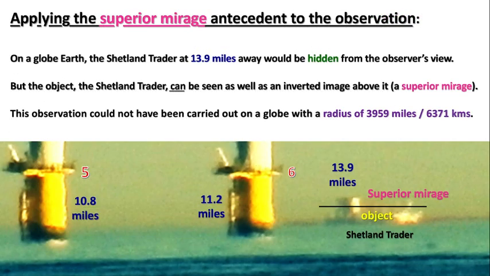Applying the superior mirage antecedent to the observation. On a globe Earth, the Shetland trader at 13.9 miles away should be hidden from the observer's view, but the object, the Shetland trader, can be seen as well as an inverted image above it, a superior mirage. This observation could not have been carried out on a globe Earth with a radius of 3,959 miles or 6,371 kilometers.